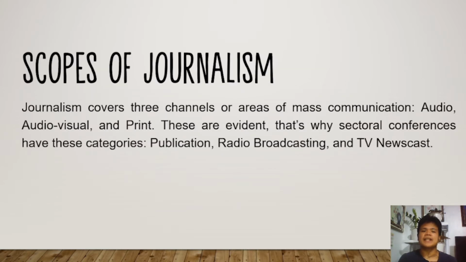Next, the scopes of journalism. So journalism covers 3 channels or areas of mass communication. Number 1, the audio. Number 2, audiovisual, and number 3, print. So audio is what we hear. Audiovisual is what we hear and what we see, and print is what we read. No, in campus journalism, this is very evident. That's why in sectoral conferences, there are 3 categories: the publication, the radio broadcasting, and the TV newscast. No? So in the history talaga, na una yung publication, then yung radio broadcasting, and then yung development ng communication, ng mga channels, kaya nagkaroon ng TV newscast.